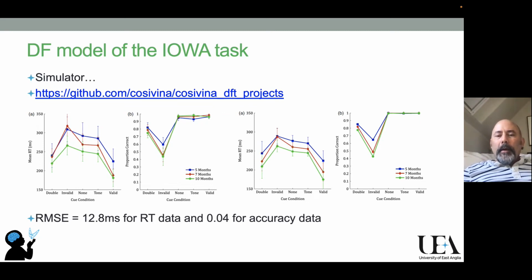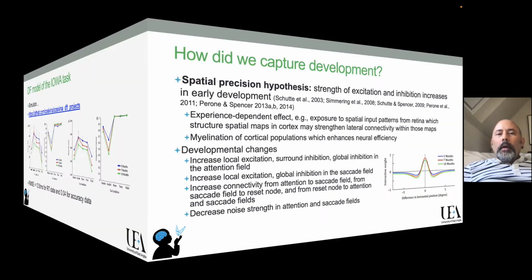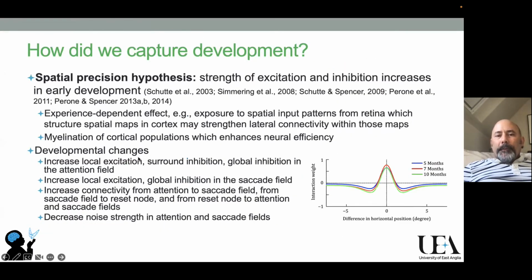Okay. Now, of course, what I've shown you here is that the model fits the empirical observations really well. And of course, the key question then is, why does it fit the empirical observations so well, and what's changing over development to create this nice match between the simulated data and the empirically observed data? So how did we capture development?